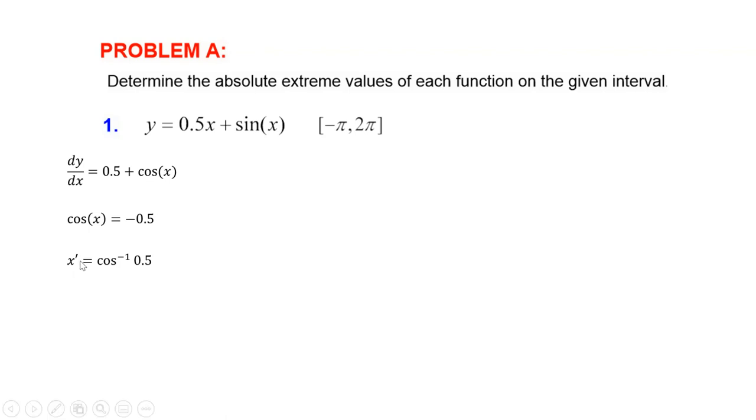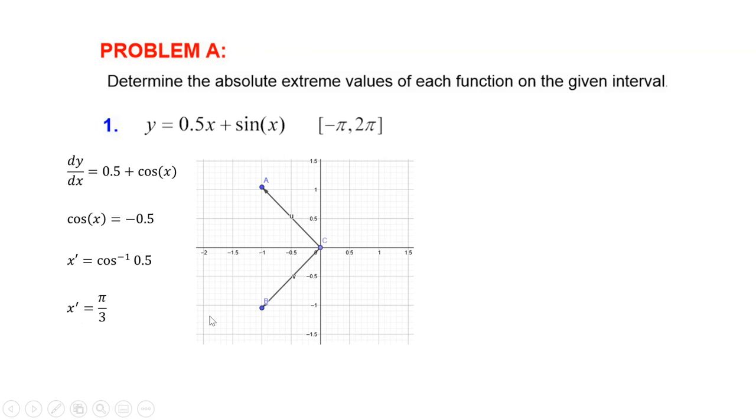I call this x prime. X prime doesn't mean the derivative of x. X prime just means I'm going to find the cosine to the -1, not of negative 0.5. I want to find cosine to the -1 of positive 0.5, which works out to be pi over 3. So my x prime is actually pi over 3. So what I do next is I create a grid, a Cartesian grid, and I put that pi over 3 in the second and third quadrant.